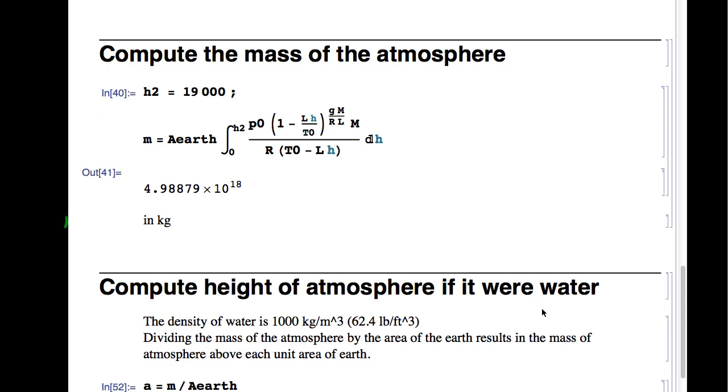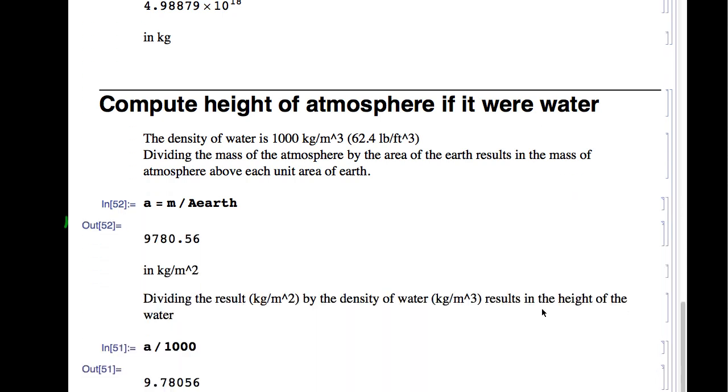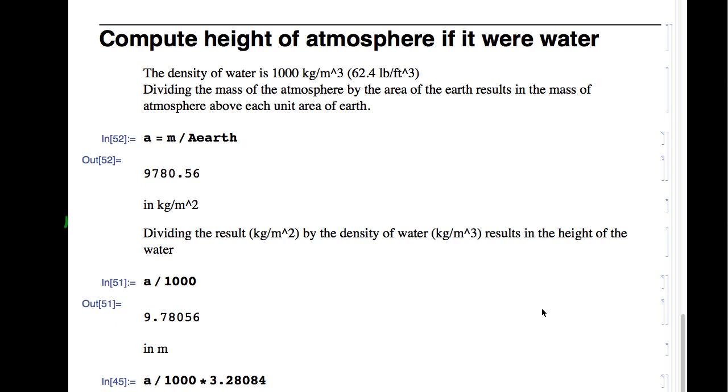Finally, we can compute the integral and arrive at a value for the mass of the atmosphere of about 5 times 10 to the 18 kilograms. To improve our understanding of this result, let's compute how thick the atmosphere would be if it were made of water.